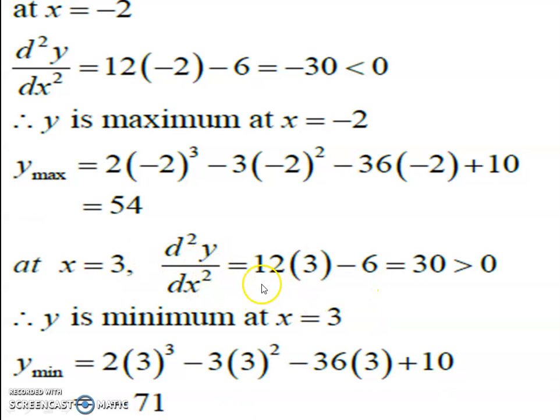Instead of x we have to put 3. So 12 into 3 is 36, minus 6 is 30. It is greater than 0. Therefore, y is minimum at x equal to 3.